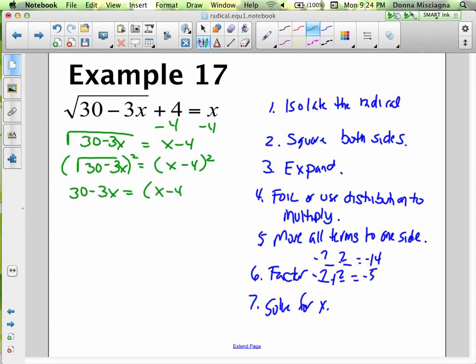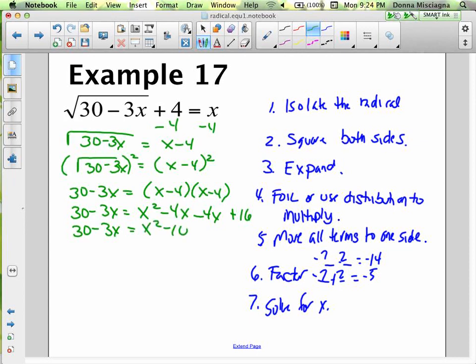We have x minus 4 times x minus 4. That's going to be 30 minus 3x equals x times x is x squared. Outer terms, negative 4 times x is a negative 4x. Inner terms, negative 4 times x is a negative 4x. Last term, negative 4 times negative 4 is positive 16. So we have 30 minus 3x equals x squared minus 8x plus 16. Let's move everything to one side. So we're going to subtract 30 and add 3x.